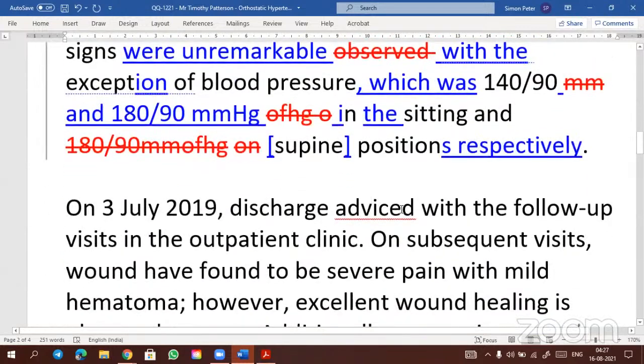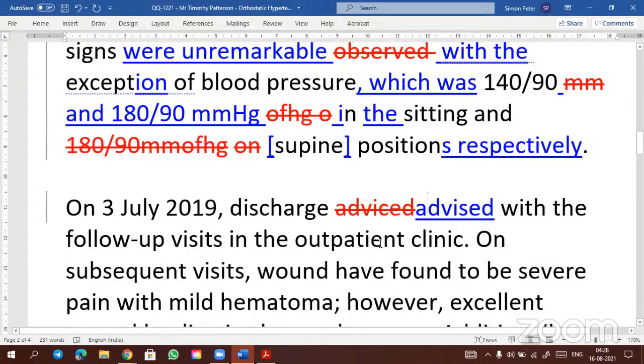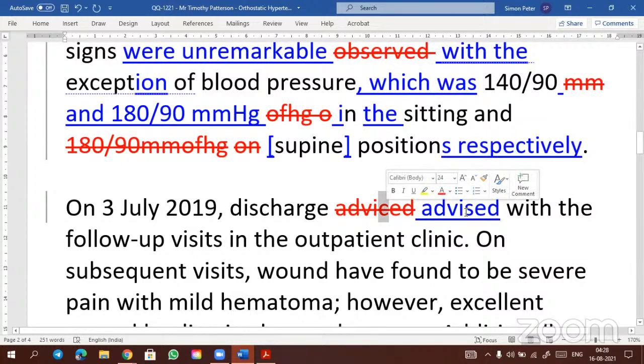So advised. This C will not come. It will be S-C-D, this one. So now it is right. First, you used C instead of S, and along with C you used D. There's the problem. Two mistakes. Discharge advised.